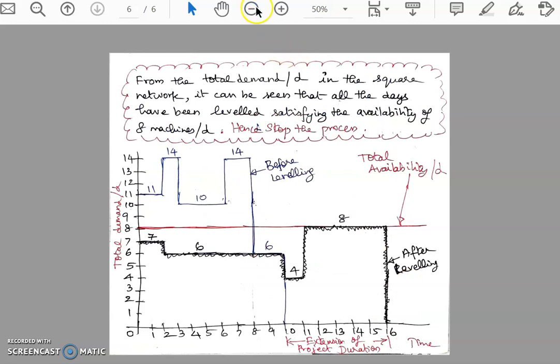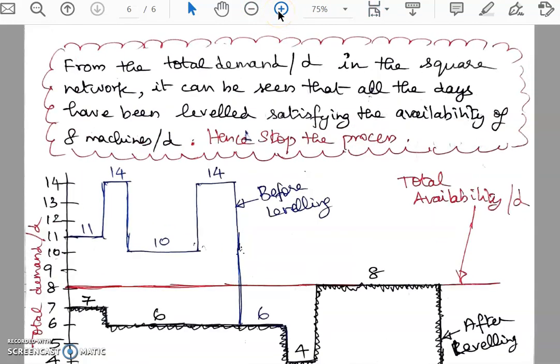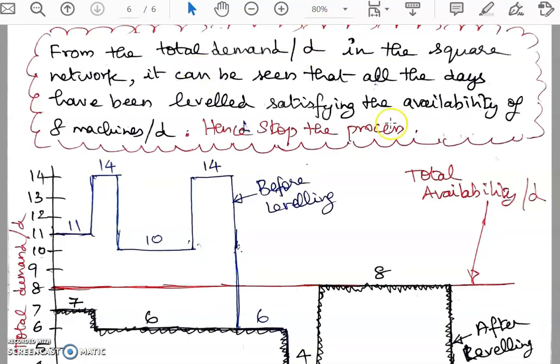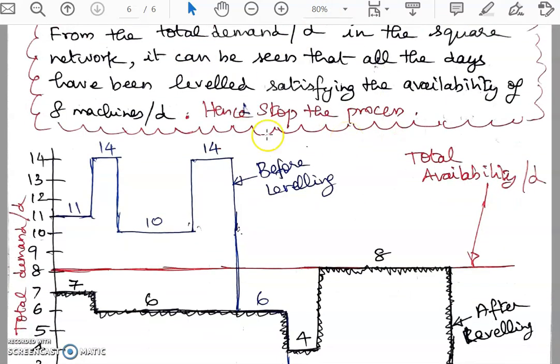Okay, so now we will reflect the change that we have obtained in the resource usage profile. As usual, we draw the resource usage profile by mapping the profile after leveling with that before leveling. Before that, I've just put the statement of the total demand per day in the square network. It can be seen that all the days have been leveled, satisfying the availability of 8 machines per day. Hence, we will stop the process. No further process is required.